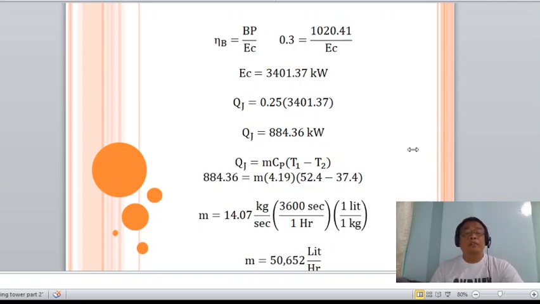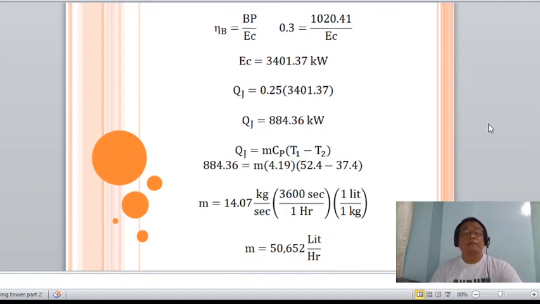Okay? So getting now the mass flow rate in liters per hour, the answer is 50,652 liters per hour. Okay? So take note, class, that the heat carried by the jacket water can be equated to the mass multiplied by the Cp and the change in temperature of the jacket water. Okay?